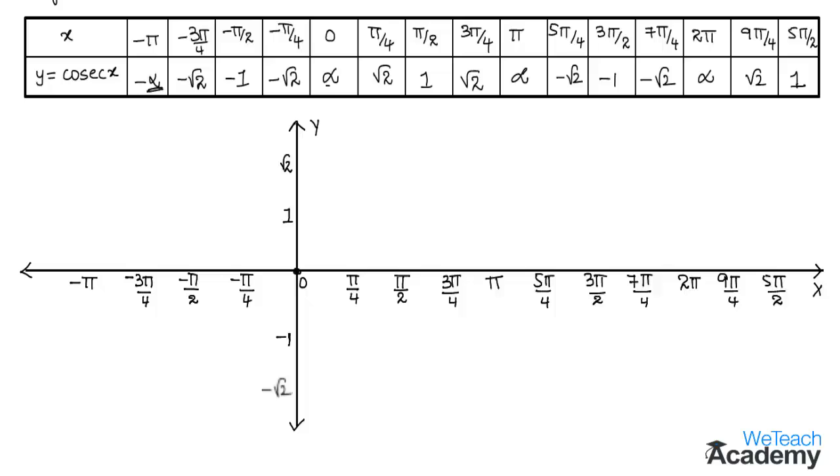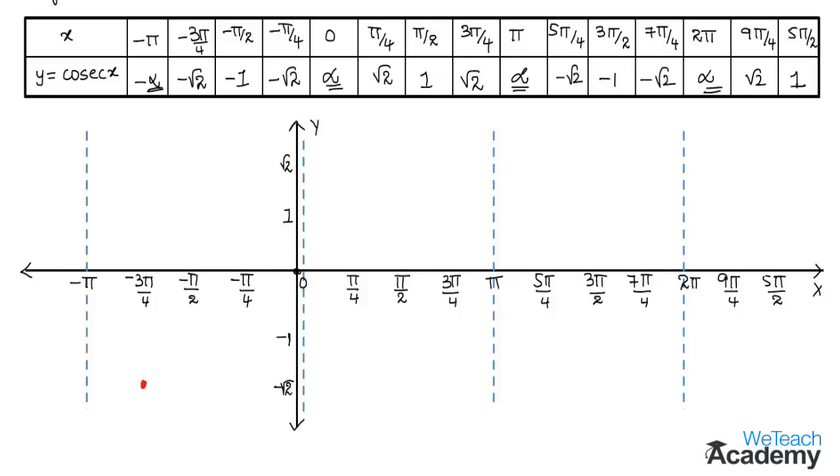Before drawing a graph of y equal to cosecant x, observe that cosecant x is undefined at minus pi, at 0, at pi, and at 2 pi. So these are the lines where cosecant x is not defined. And now let us plot the rest of the order pairs, such as minus 3 pi by 4, comma, minus root 2. So here we get a point where minus 3 pi by 4 and minus root 2 intersect.